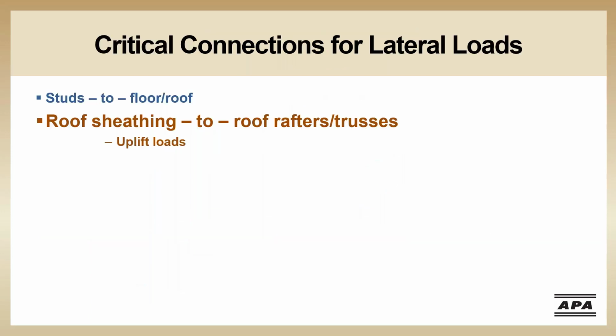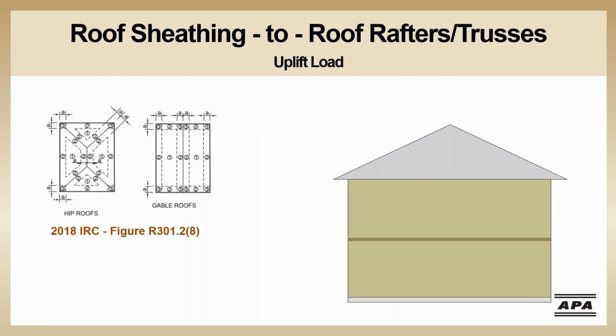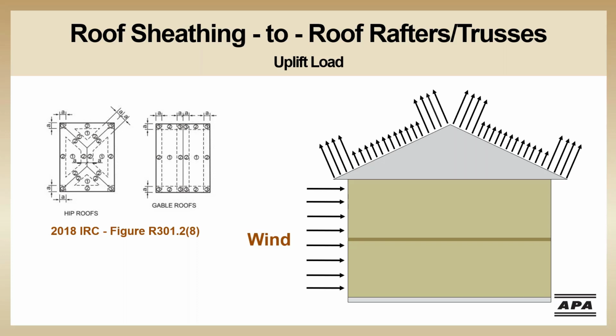The next connection in the lateral load path is the attachment of the roof sheathing to the roof rafters or trusses to resist uplift loads. As we discussed earlier, wind loads don't just produce lateral loads. They also produce uplift loads. These loads produce a vertical uplift or suction on the roof of the structure. Structures must be designed to transfer these loads to the foundation as well.